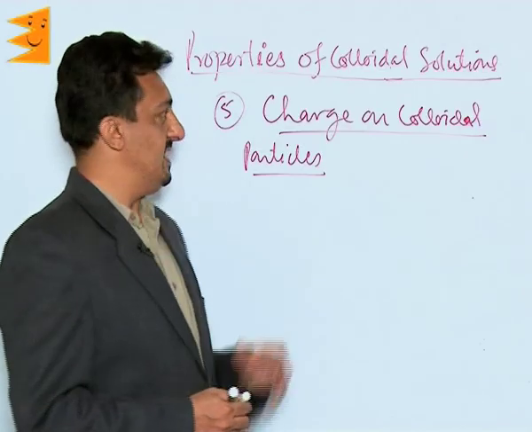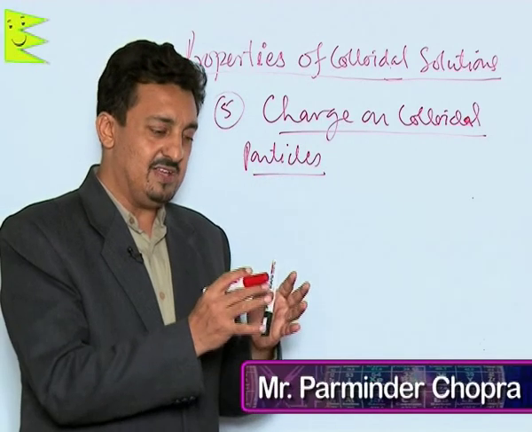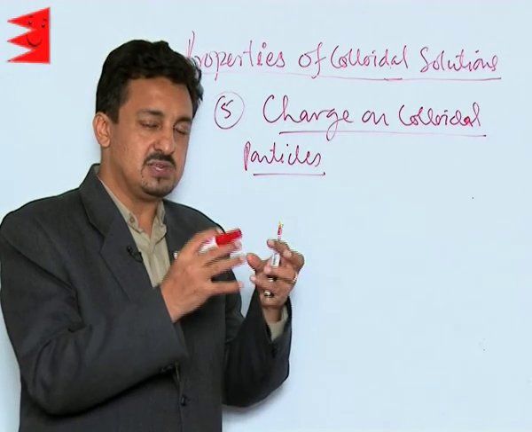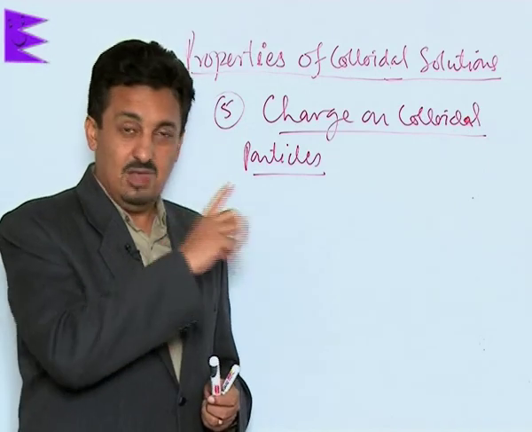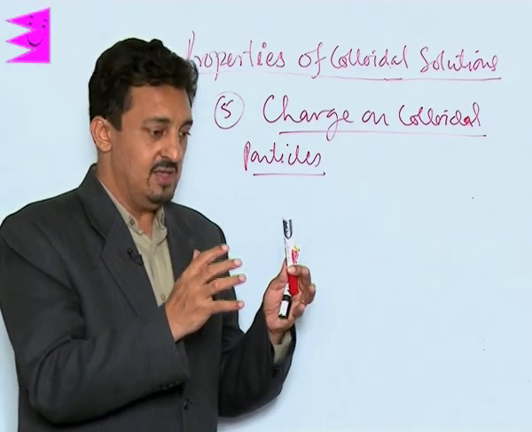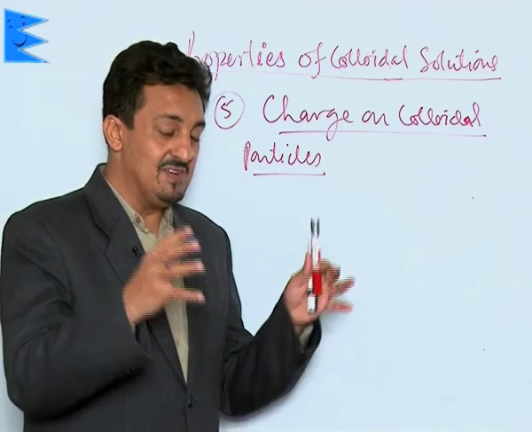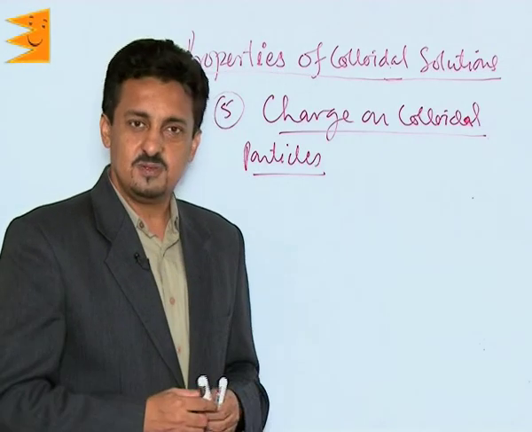The fifth property is the charge on colloidal particles. Remember, colloidal particles are always charged particles. They always have a certain type of charge on their surfaces. But remember, all colloidal particles of a particular colloidal system have the same type of charge. And that is why they never settle down, they're never able to come closer to each other, because they repel each other.